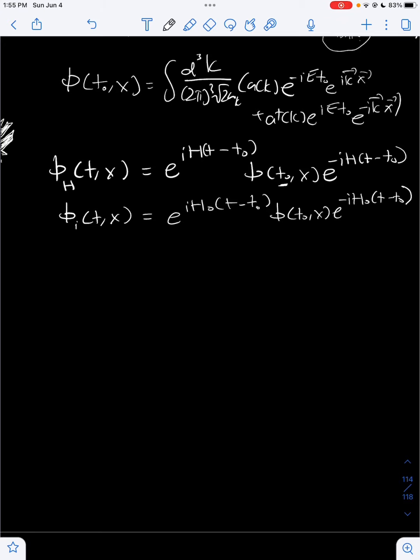And this means that this field itself is actually a free field. The interaction picture field for the interaction quantum field is a free field. That's why the interaction picture is so useful. See why it's a free field?